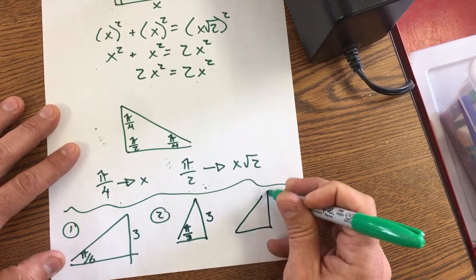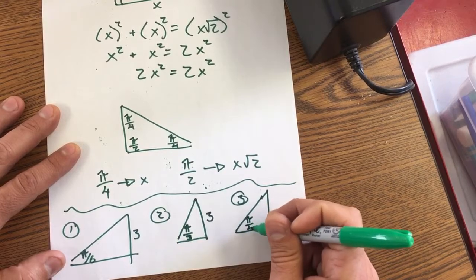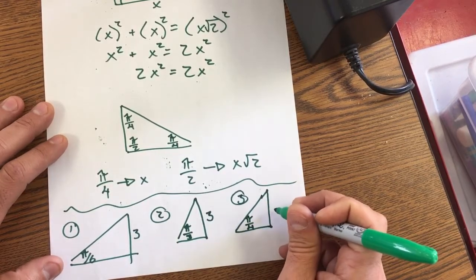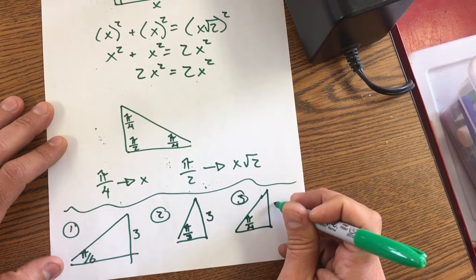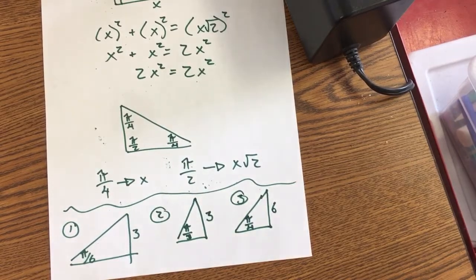Number 3, this is pi over 4. This is 6. Find all of the sides. So it shouldn't be too hard for you. Bring those two with you to class.